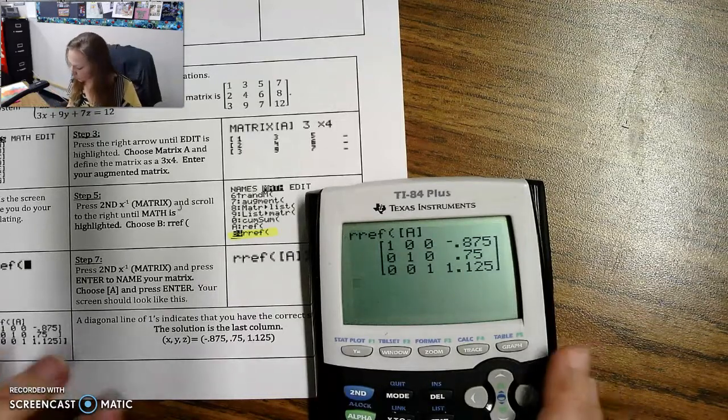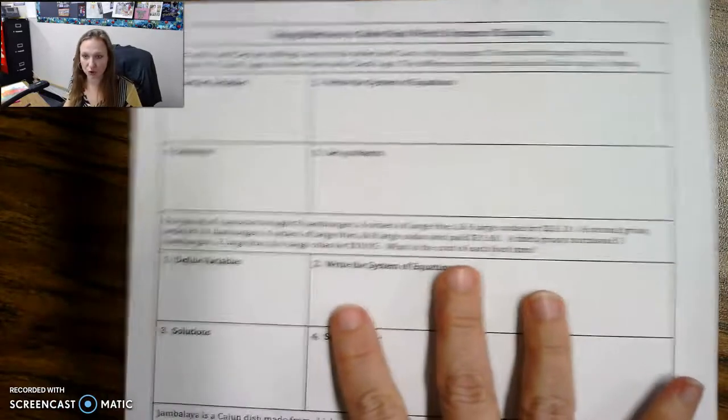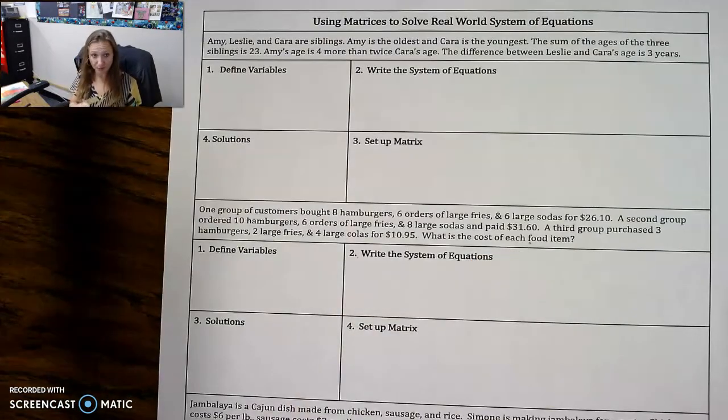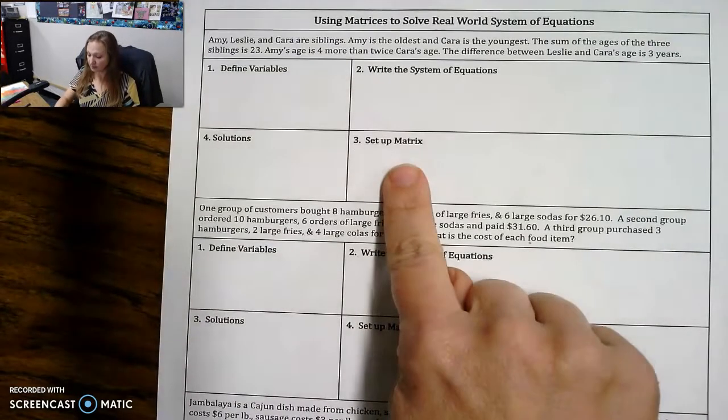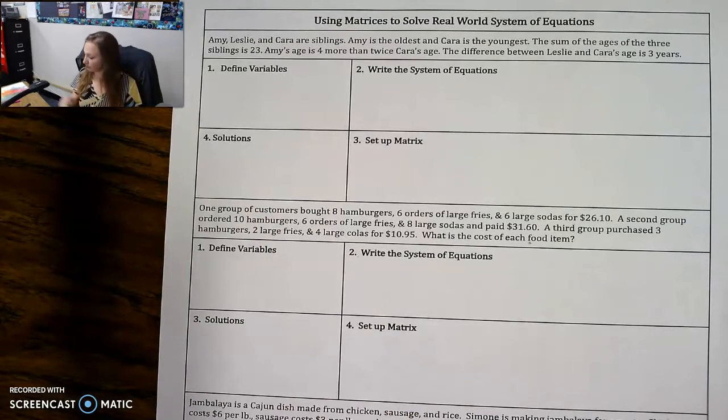Okay, so now that you know the steps, let's practice some problems. So today you are going to do 2 things. You need to be able to set up the equation from the words, translate it into a matrix, and then find the solutions by plugging it into your calculator.